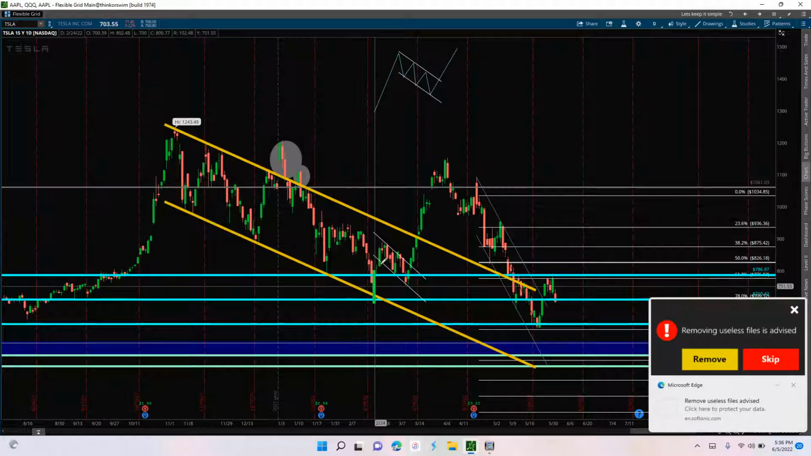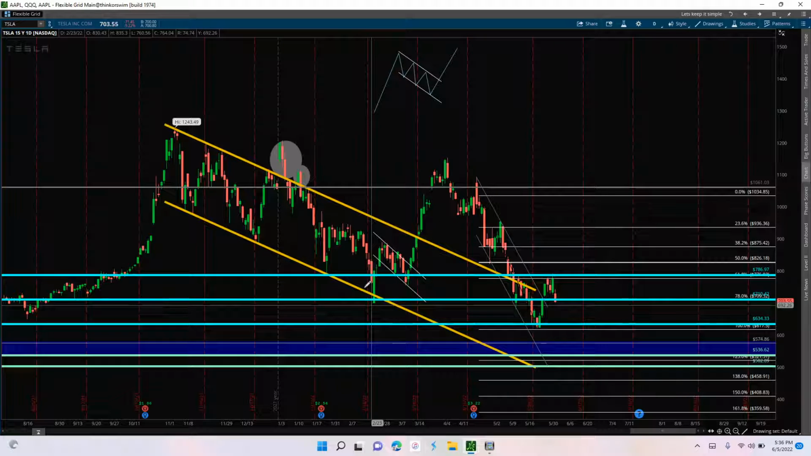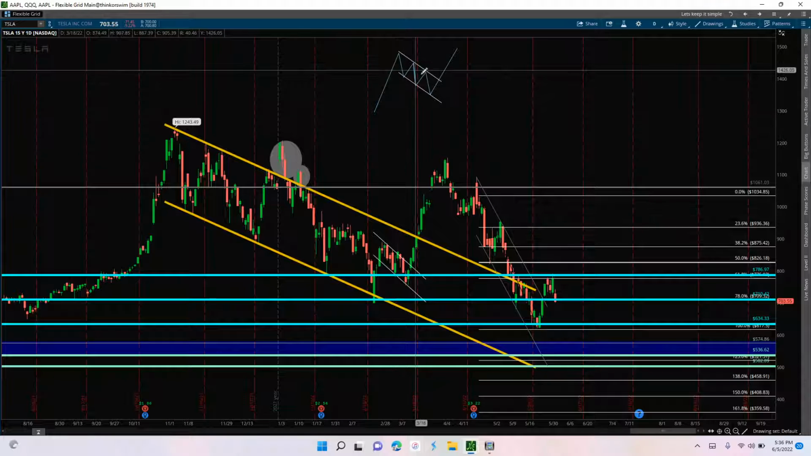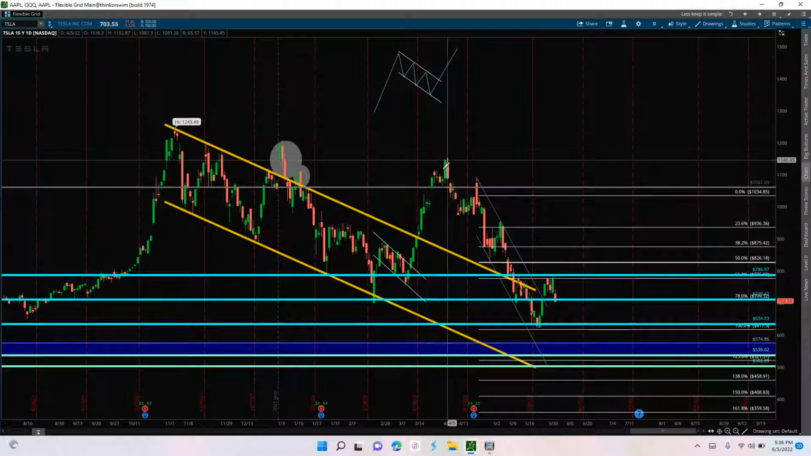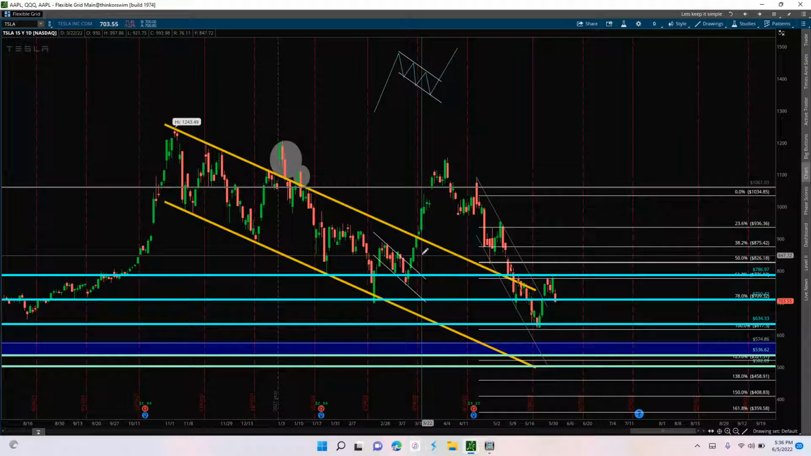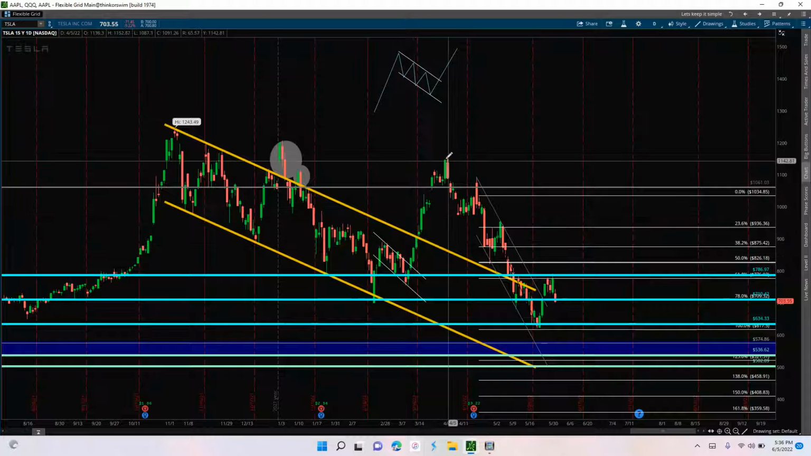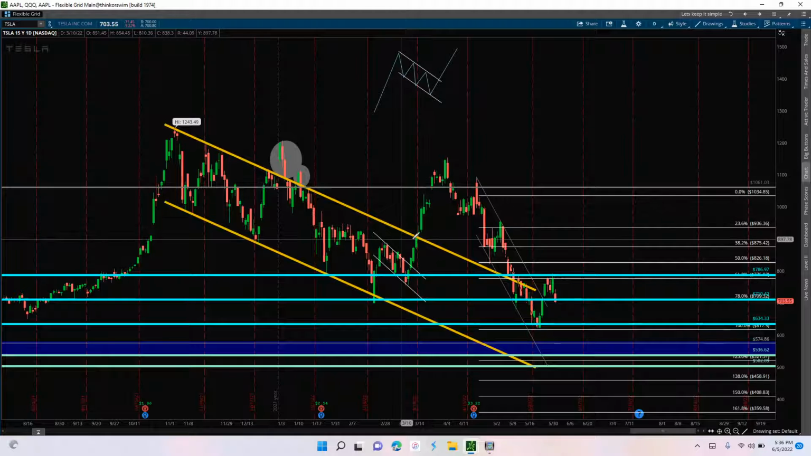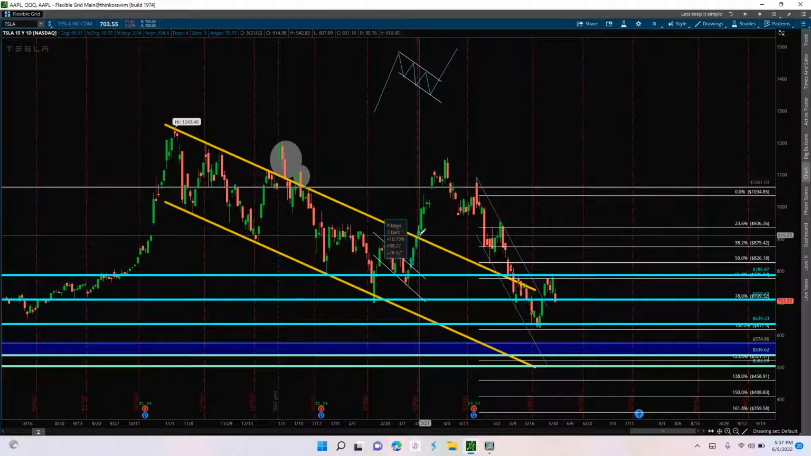Came up, look at the flag. This is the pole, which is this right here. Look at the flag. This is the flag, and here we have the breakout. Now, even if you didn't know that this was going to happen, you had a target of at least the top channel. So if you would have gotten in around here, taking it to the top channel, that's a good 88 points.